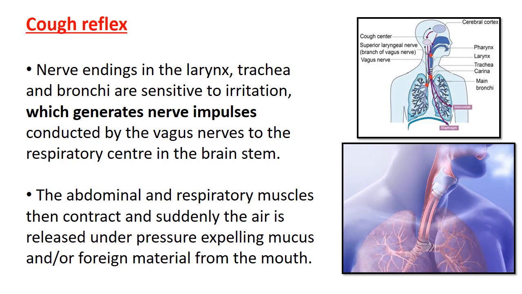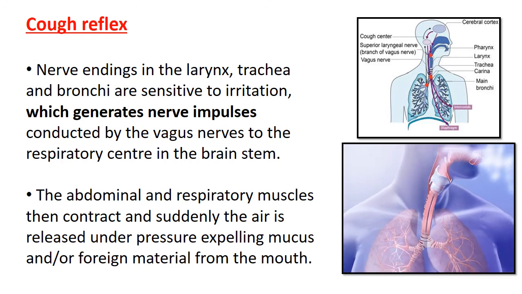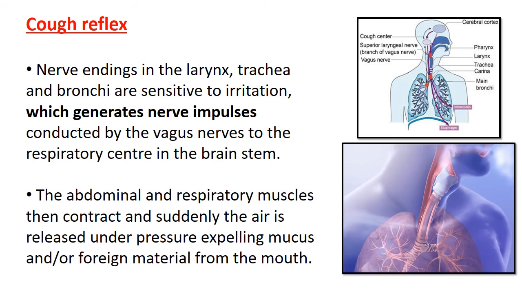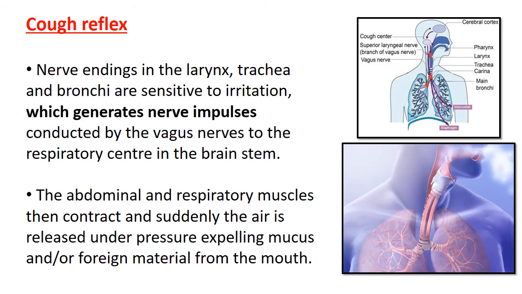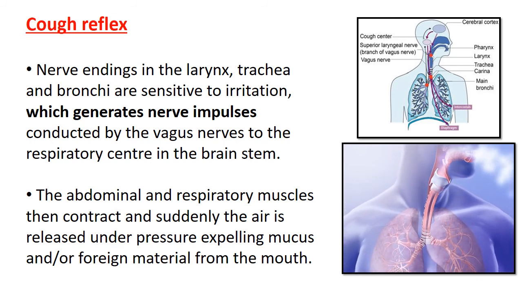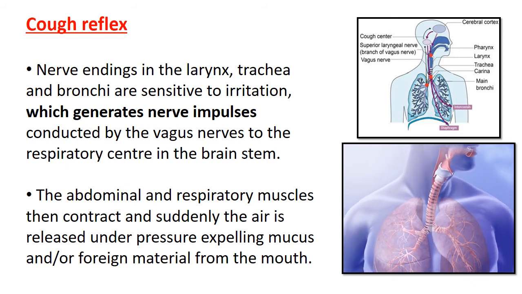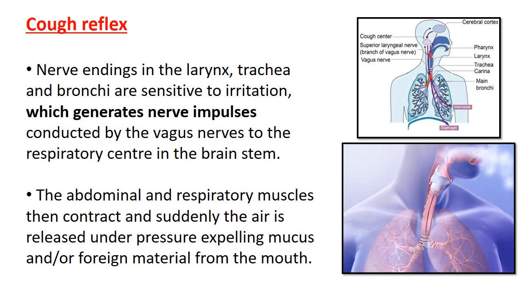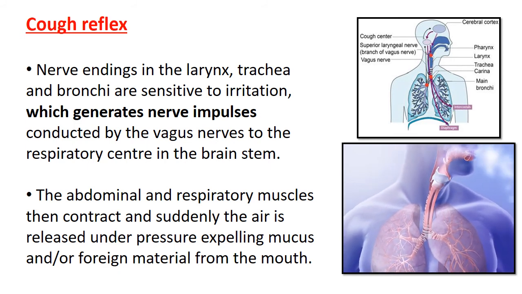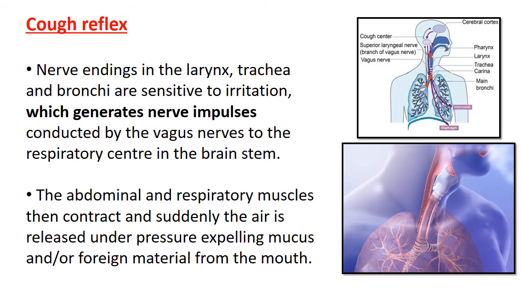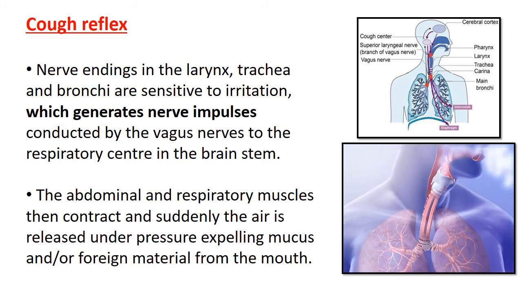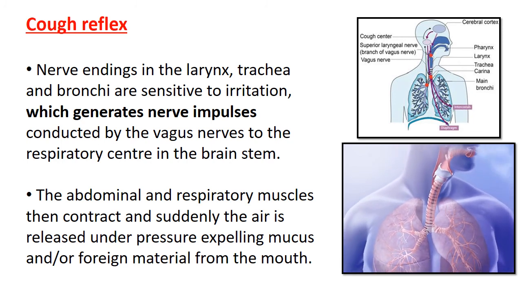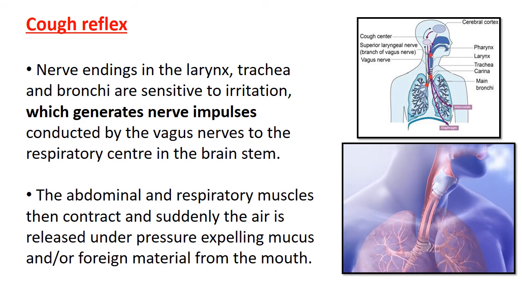Next function, the cough reflex. As we know, there are nerve endings in the middle layer of the trachea. It is the same in the larynx, trachea as well as bronchi. They are very sensitive to irritation, which generates a nerve impulse conducted by the vagus nerve, and it is sent to the respiratory center in the brainstem. The abdominal and respiratory muscles then contract, and suddenly the air is released under pressure, and they expel the mucus or foreign material from the mouth. You can see in the video how mucus is expelled.